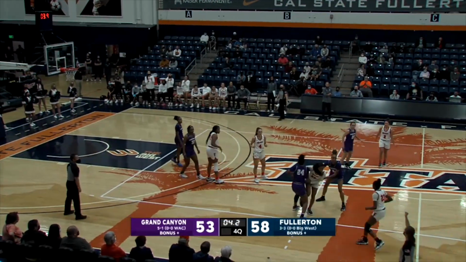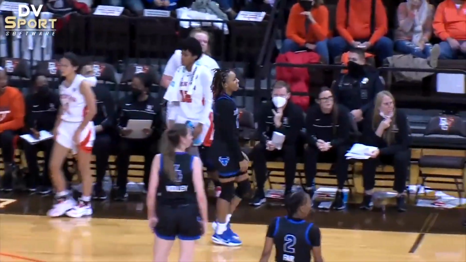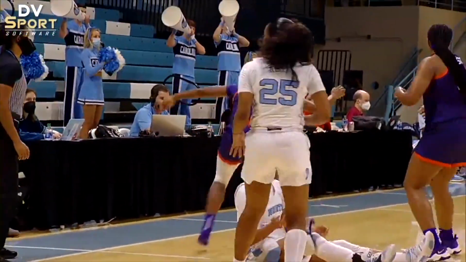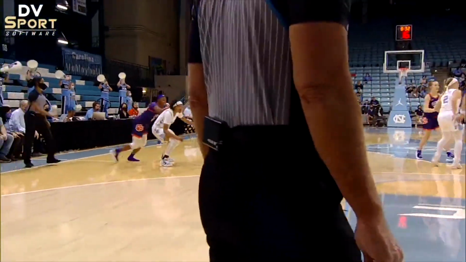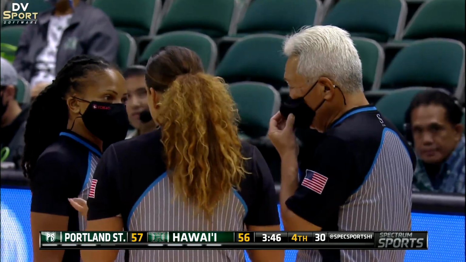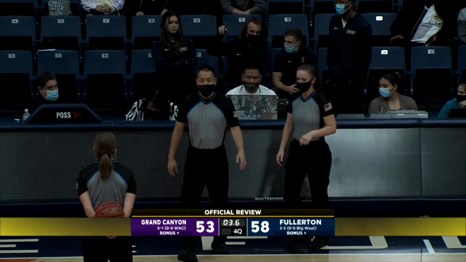The passions for the game and competition sometimes rise to the level where physical contact meets the criteria of intentional and disqualifying fouls, as we have seen here. These rules are in place for these moments, and officials are expected to penalize appropriately when these situations present themselves. Review Rule 10, Sections 13 through 15, and the Appendix 3, Section 4, Guidelines for Officiating Intentional and Disqualifying Fouls. Officials must have a strong understanding of these rules and guidelines to be prepared for these critical moments.